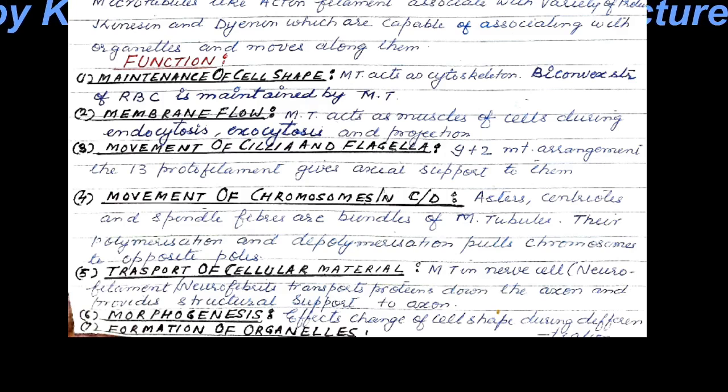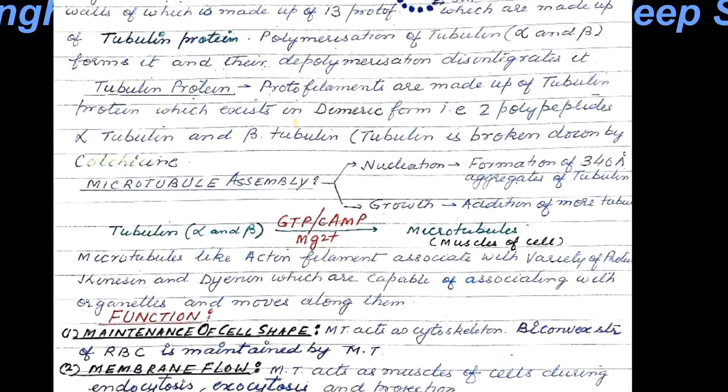In morphogenesis, also the microtubules are involved. The microtubule affects the change of cell shape during differentiation. Organelle formation is also aided by microtubules.